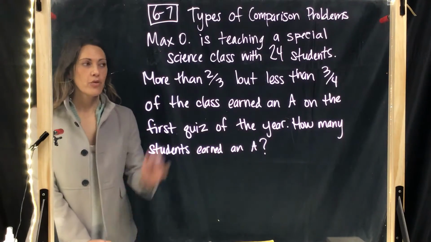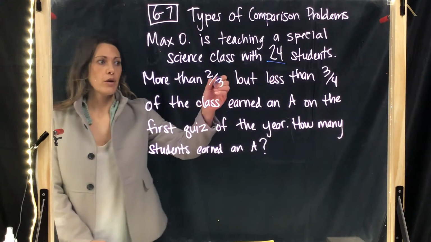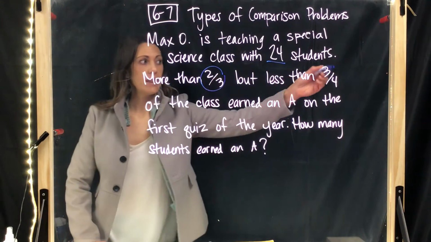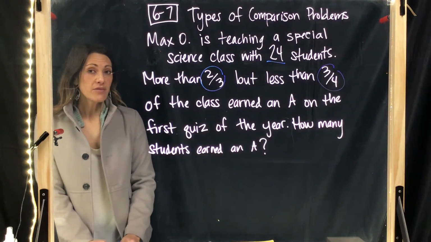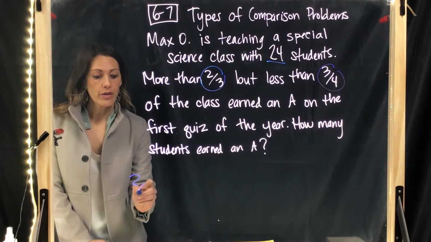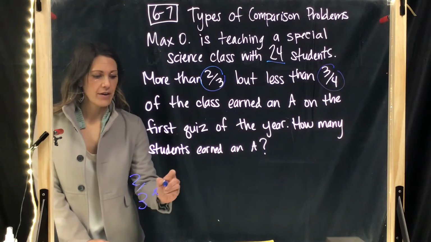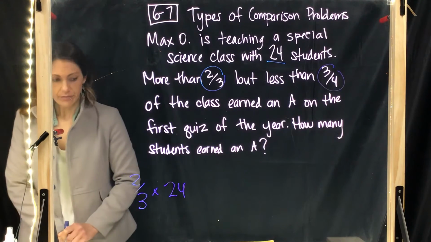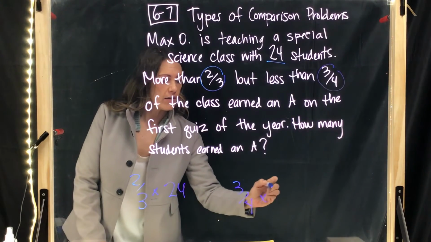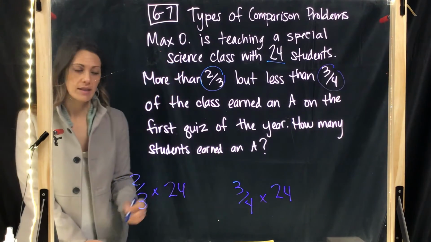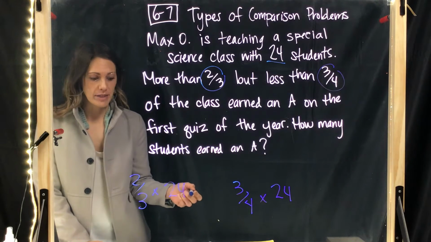Okay, so we have 24 students, and we know that more than 2/3, but less than 3/4 earned an A on the quiz. So let's find out what 2/3 of 24 is, and let's also find out what 3/4 of 24 is, and let's see if we can find a number that's in between.